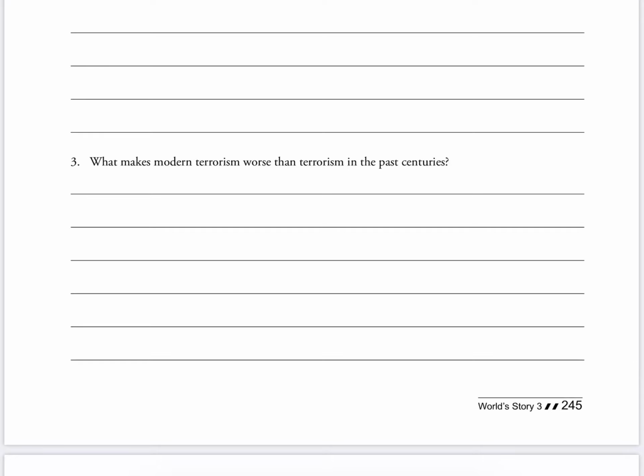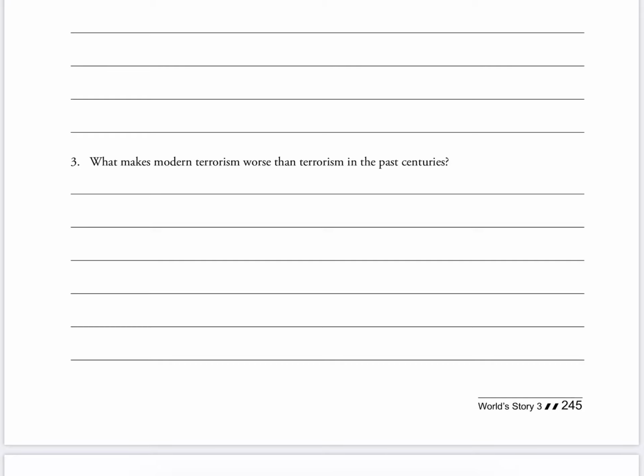What makes modern terrorism worse than terrorism in past centuries? This is a pretty interesting question. Obviously, we face terrorism and terrorist attacks, and so the question that the author's posing is, why is it so much worse today than it was in times past or in past centuries? And we'll go over the answers there, but to get you thinking along the right lines, think about what weapons are used today versus weapons that were used then. Do you think one is probably a little more destructive than the other?